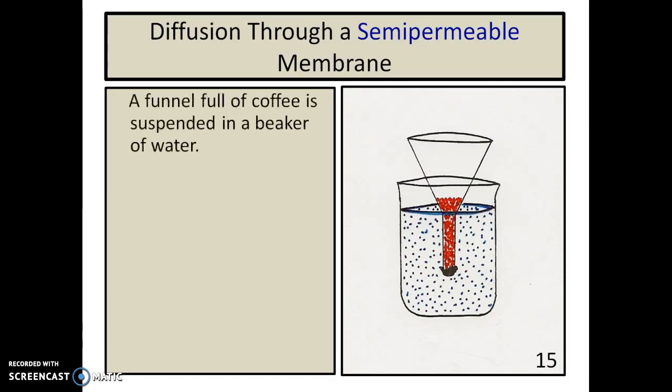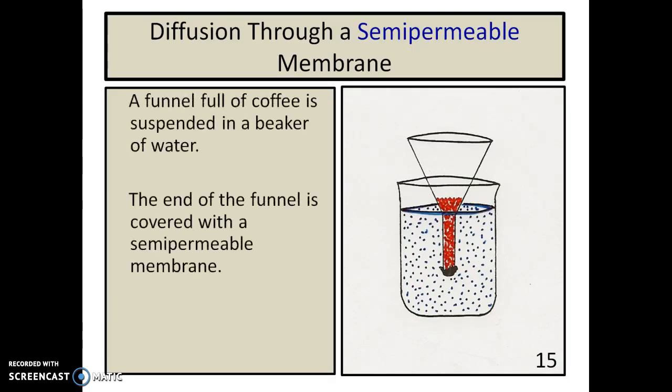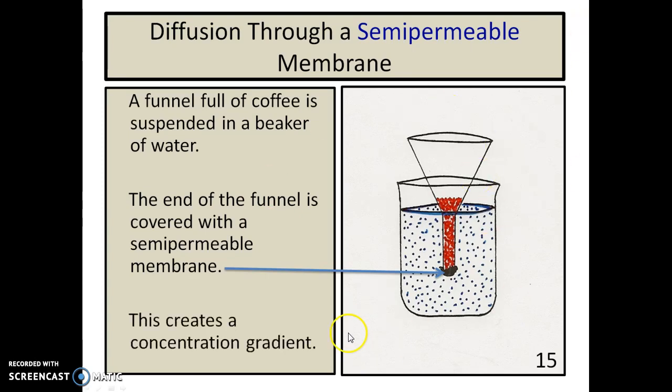Through a semi-permeable membrane. So same setup, except now we have a semi-permeable membrane instead of a permeable membrane. So this membrane is impermeable to coffee, but it is permeable to water. So what's going to happen? We still have a concentration gradient. We have a high concentration, we have a low concentration, and we have a space. The coffee wants to move from high concentration in the funnel to low concentration within the beaker, but it cannot.